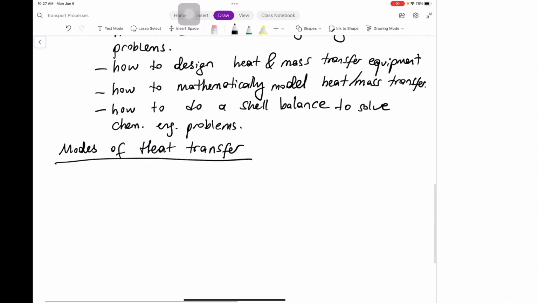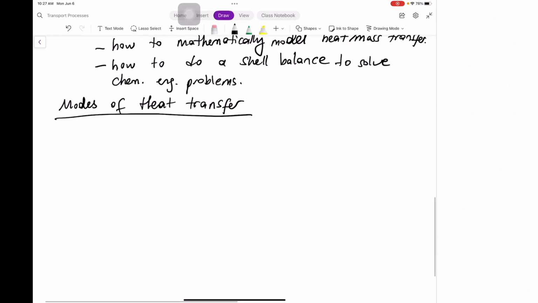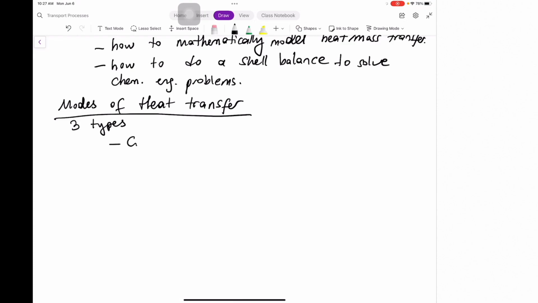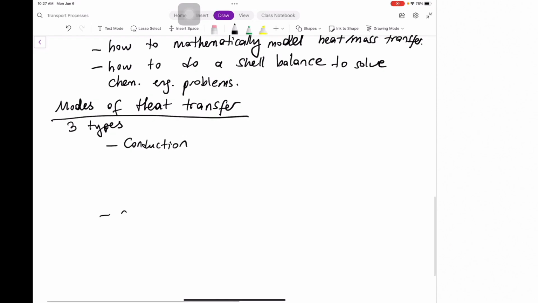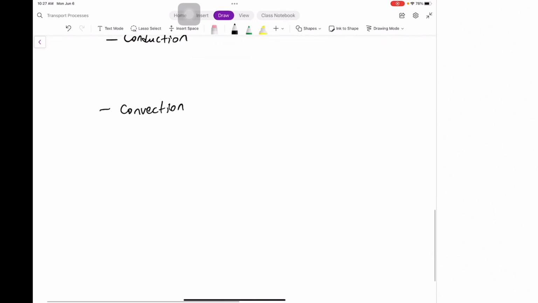Okay, modes of heat transfer. Now, there are three types of heat transfer. One is conduction. The other is convection. And the other one is radiation.